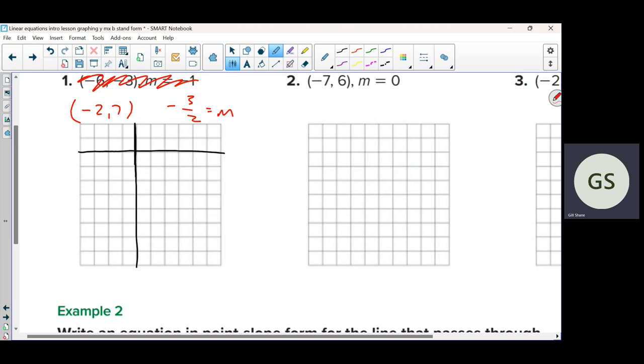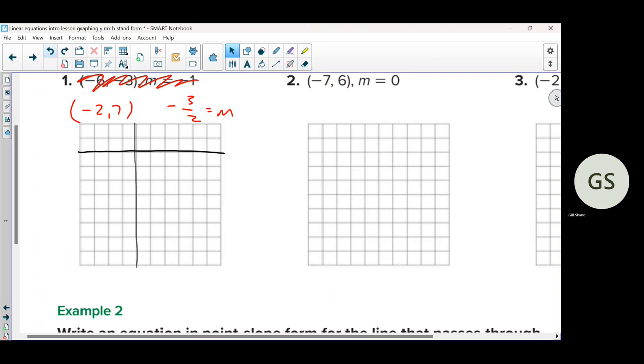Negative 2, 7. Oh, shoot. Scratch that. Please be down here.